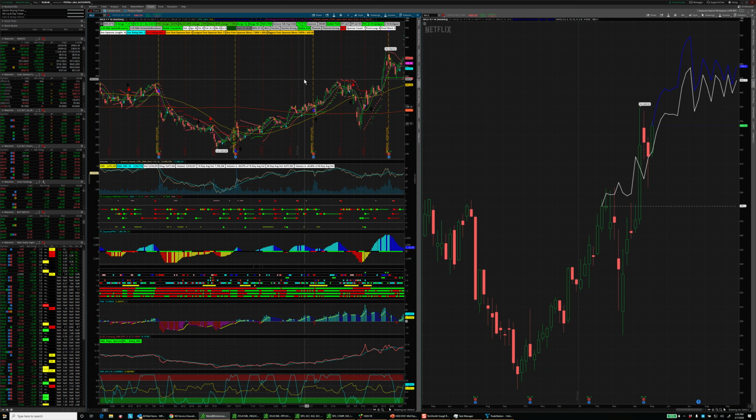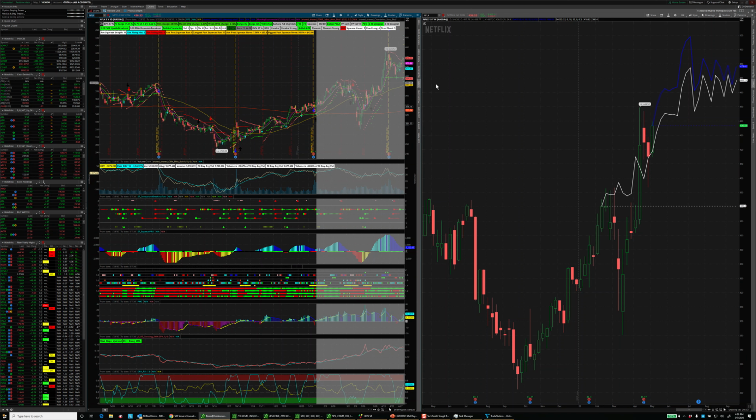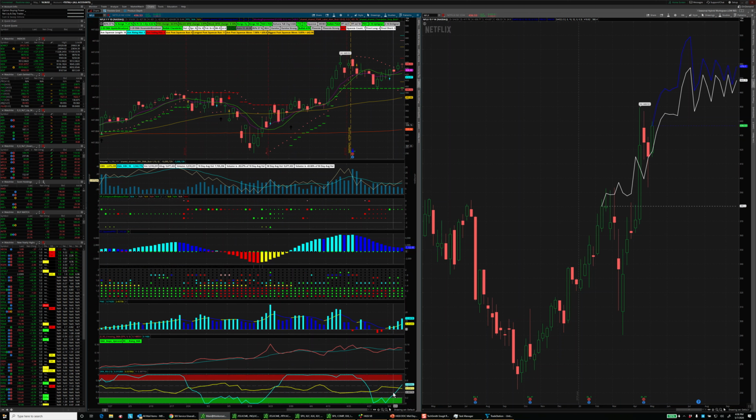So I look at Netflix today. It's a position I'm in currently, and I could have gotten back into Netflix here. I was already in it though. I could have gotten out of Netflix if I was a short-term trader at a higher point based upon the Laguerre RSI. That's not my trading style. But what I see here is the positive seasonality.